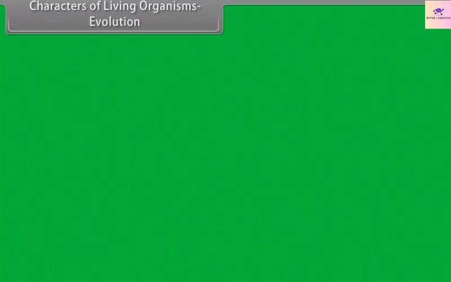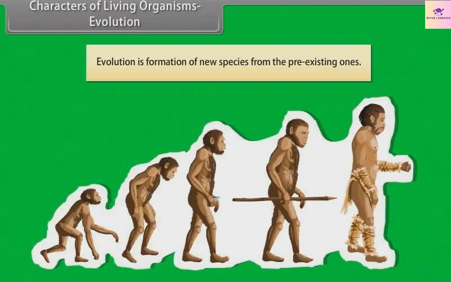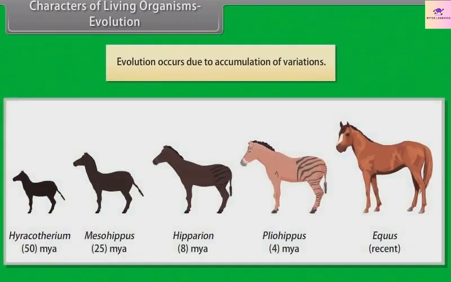Characters of living organisms: Evolution. Evolution is formation of new species from the pre-existing ones. Evolution occurs due to accumulation of variations.